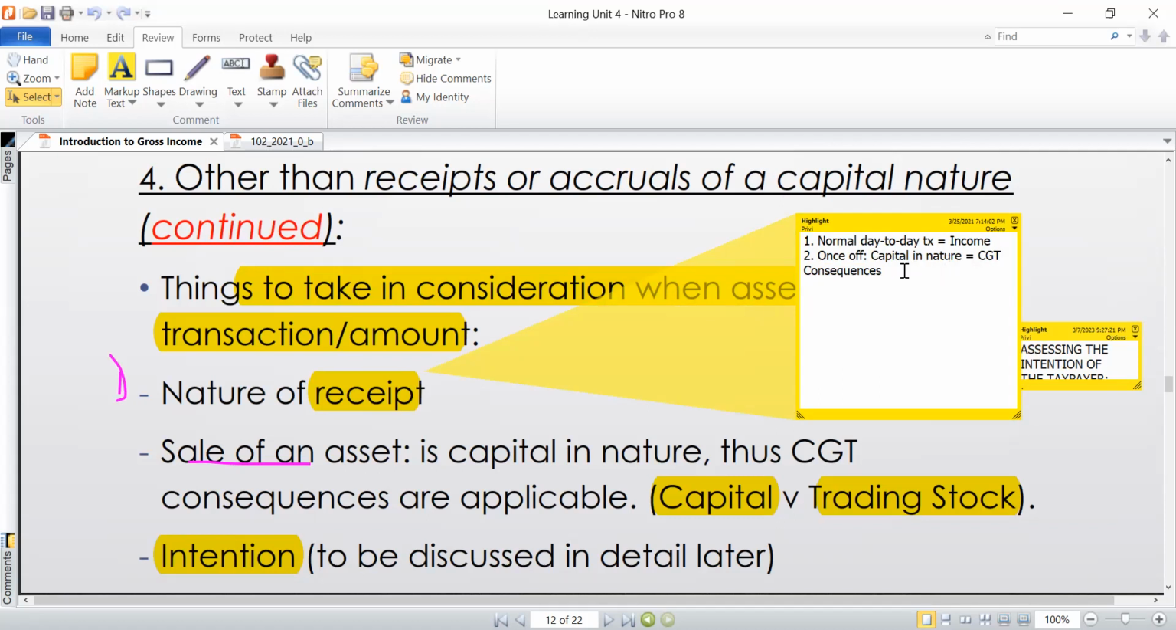However, if the transaction is once off, under normal circumstances, it would ultimately end up being of a capital nature, right? And when it is of a capital nature under normal circumstances, it would most probably attract CGT, what we call capital gains tax consequences. A once-off transaction, guys, is one whereby it does not form part of your normal day-to-day transactions, which obviously would bring forth income to the company. But it's one of those that just happens, maybe once off or unplanned.